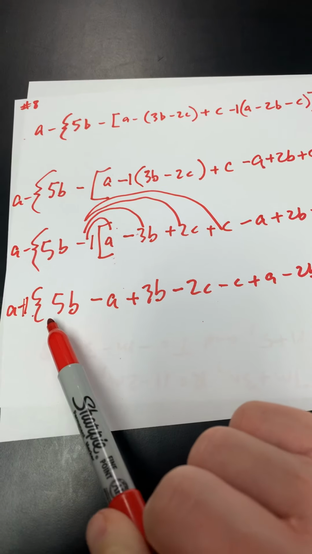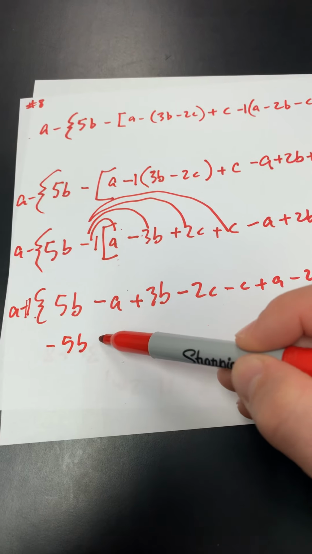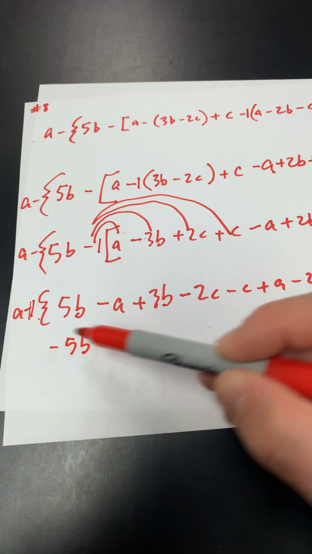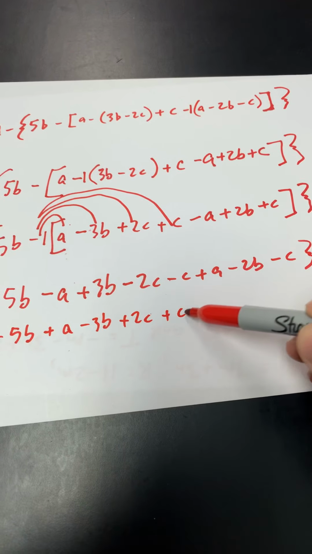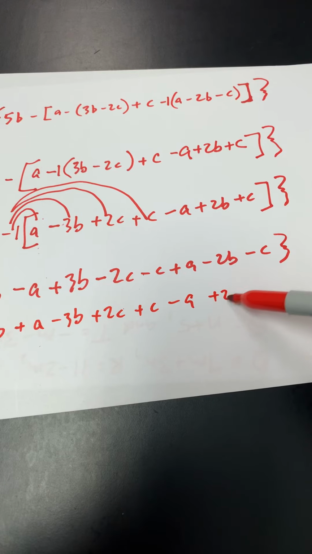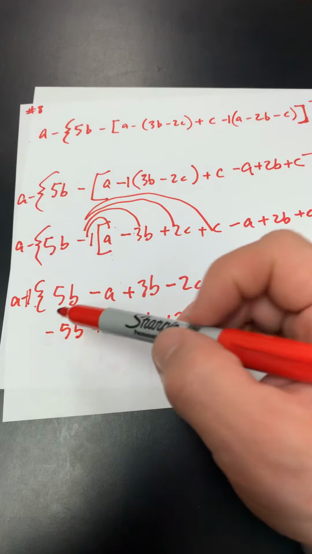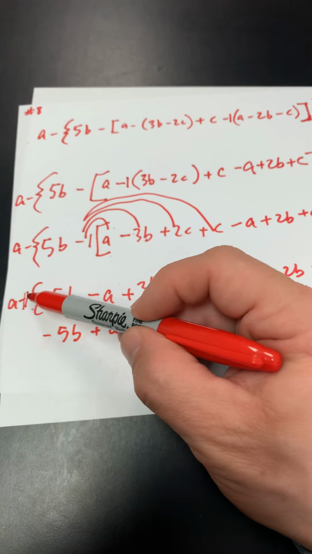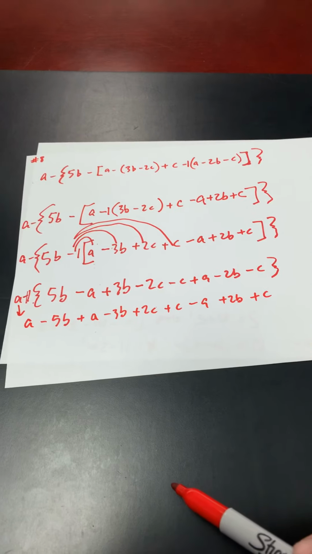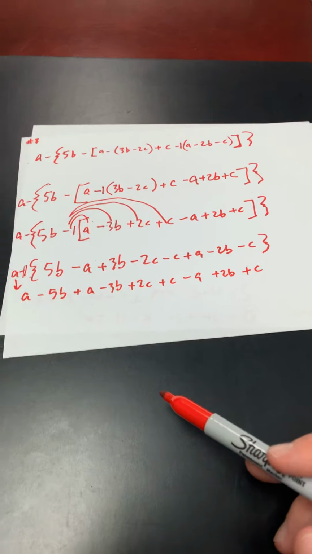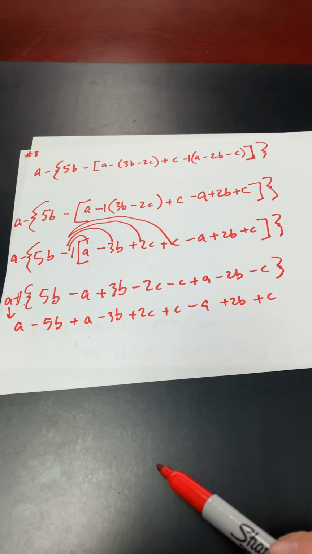So we're going to distribute this negative 1. It's going to be negative 5b, positive a, negative 3b, positive 2c, positive c, negative a, positive 2b, and positive c. So we've distributed this negative 1, and we still have this a that comes right there. By the way, this is number 8. I think this is the most complicated one. So if you can hang with me on this one, you can do any of them.